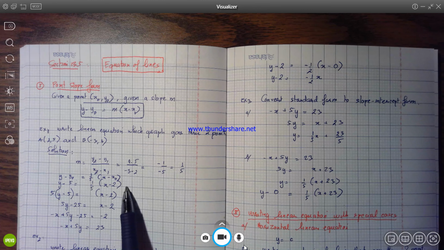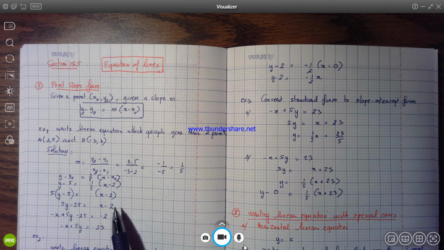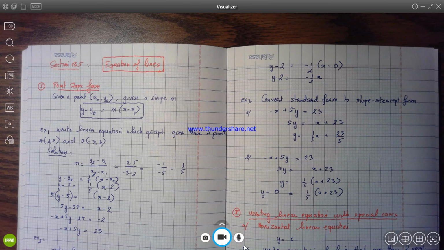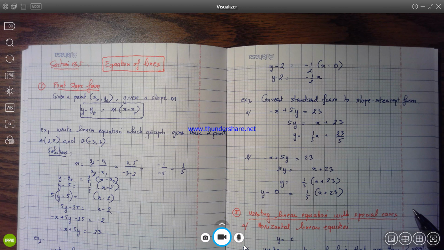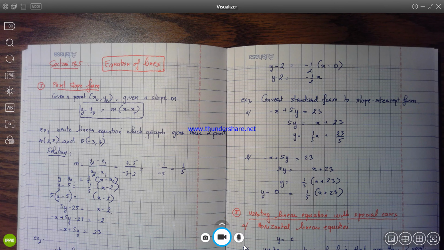But I'm going to do a few more steps to show you that the three forms, point-slope form, slope-intercept form, and the standard form, have a relation. They are related to each other. It means that you can convert from one form to another form easily. So all three forms can be converted to each other easily.